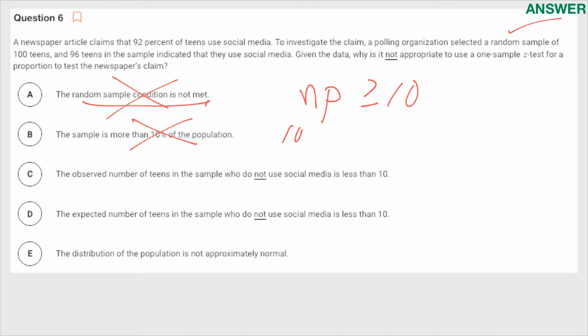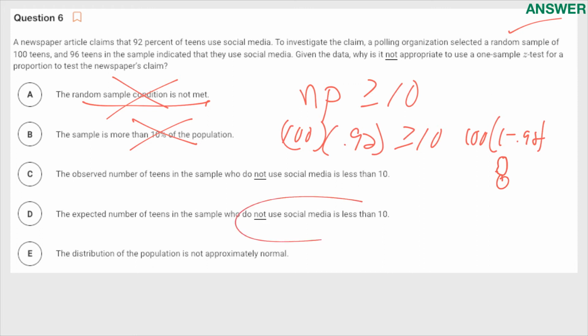We had 100 in our sample. The population proportion is 0.92, and that's certainly greater than or equal to 10, but 100 times 1 minus 0.92 is not going to be greater than 10. That number is going to be 8. And so the expected number of teens in the sample who do not use social media is less than 10. That's correct. D is the correct answer.